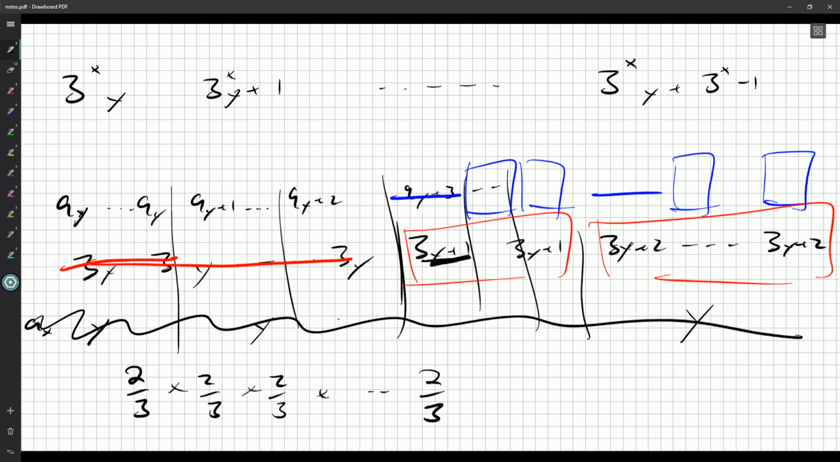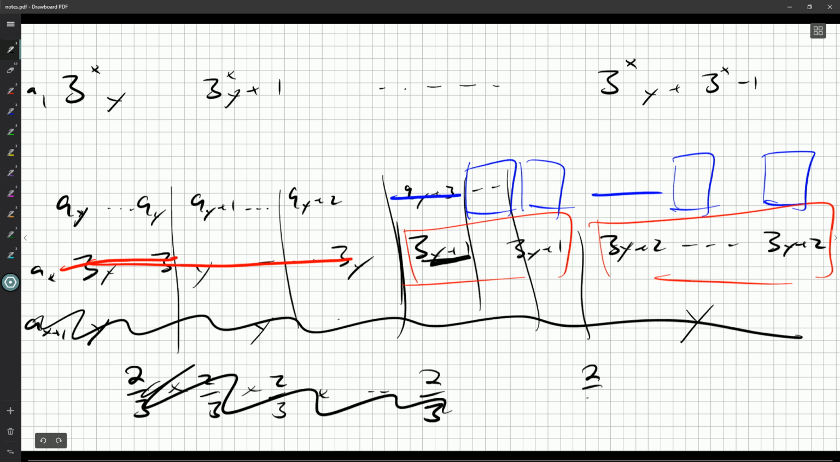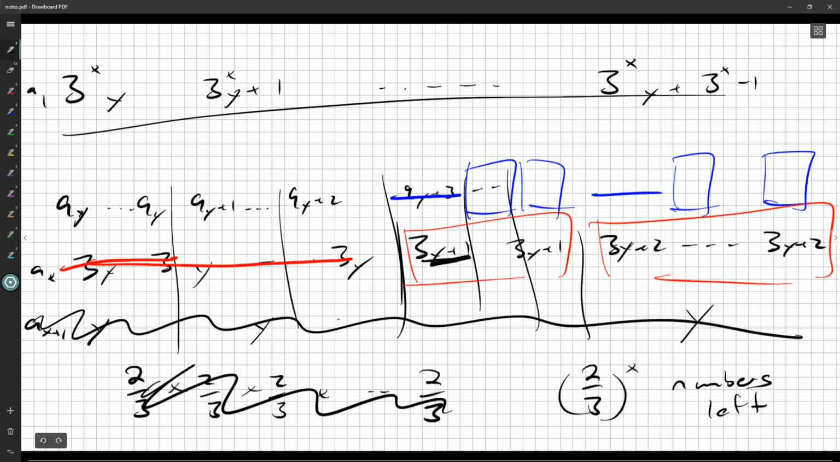So how many of these are there going to be? Oh, sorry, this would be x plus 1. This would be AX. Because the first row is sort of like dividing by 3 to the 0. So there will be x of these. So that's how many numbers are left in a particular range like this.